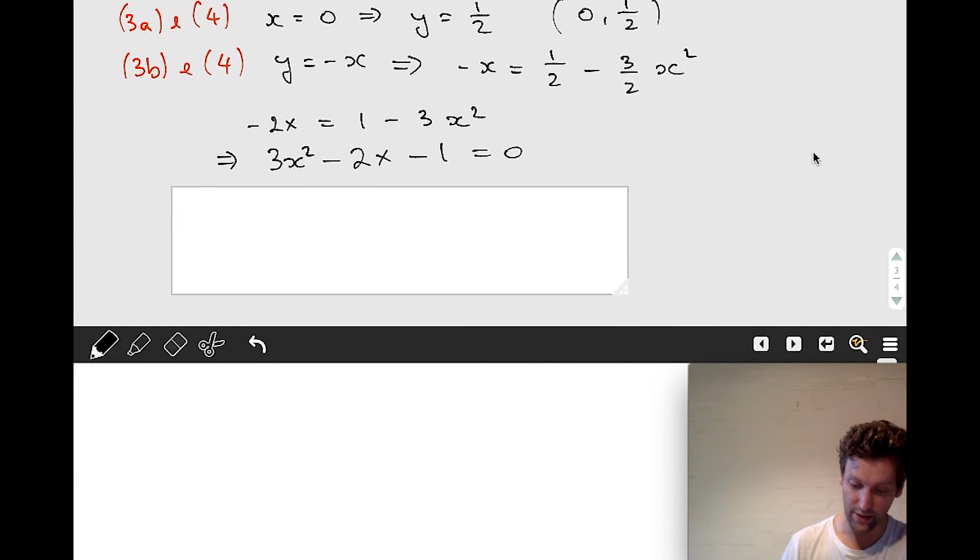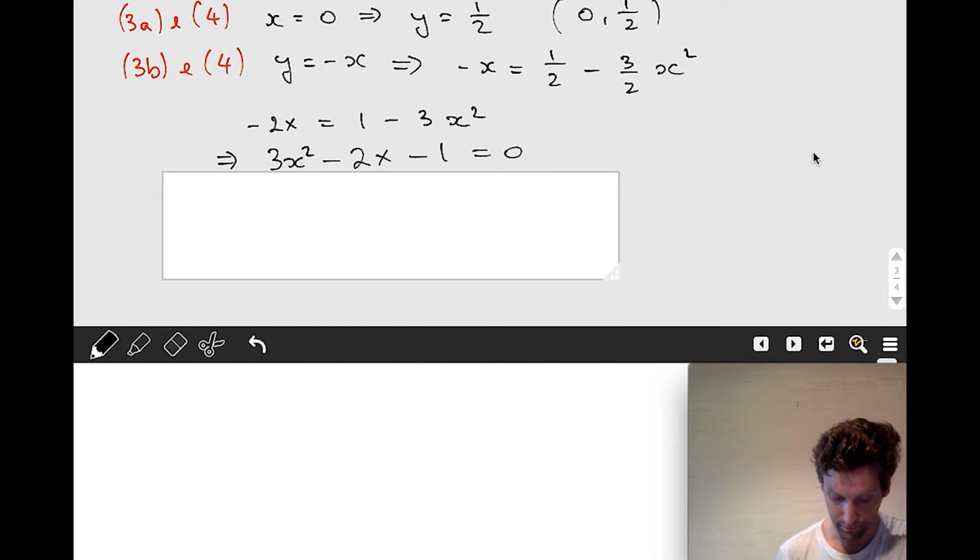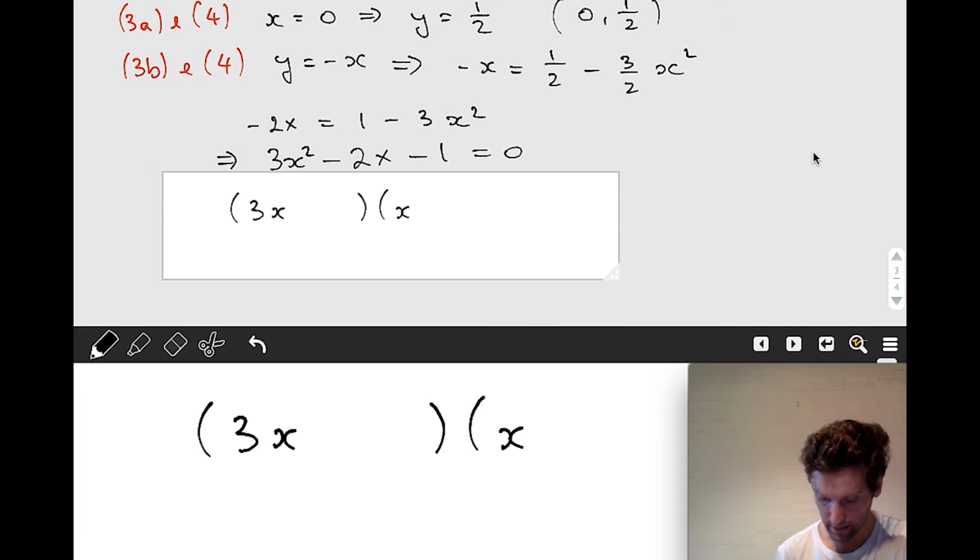And now let's factorize that. So we could have 3x, x, and I guess we can have 1, and we can have 1, and then we can choose plus or minus. So we want 3x plus 1 times x minus 1. So just check that.